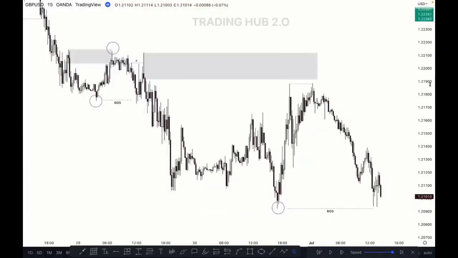Okay, now let's talk about anti-type 3, how it actually works without mitigating any demand or supply, just sweeping the liquidity and how we can take advantage. Okay, so as you can see here on the left side, market break the structure which is here. After break the structure, where is our most recent low?